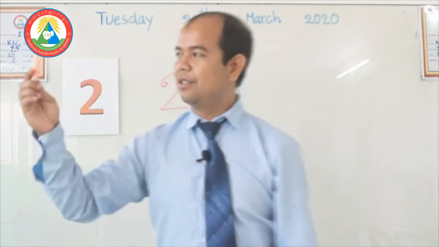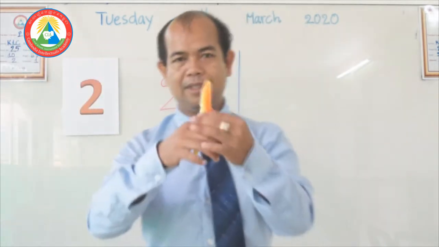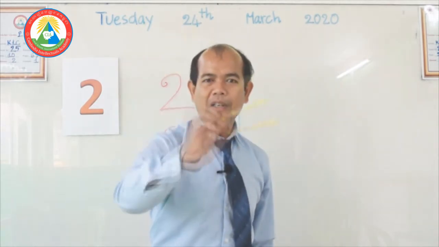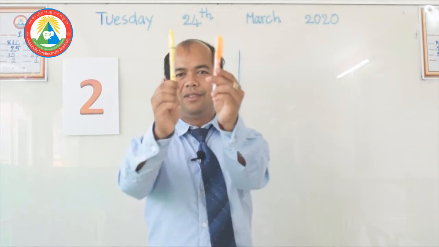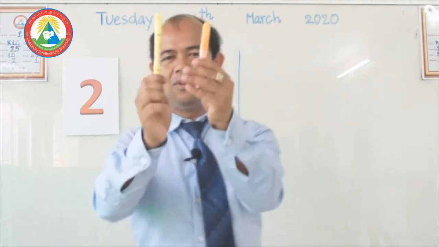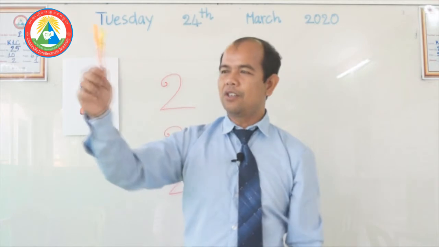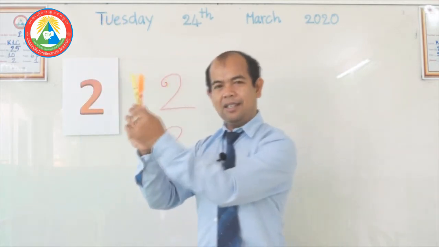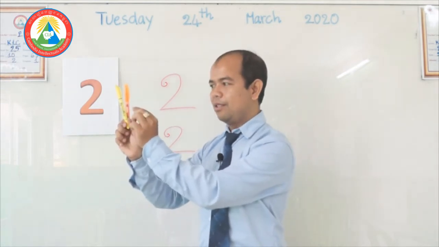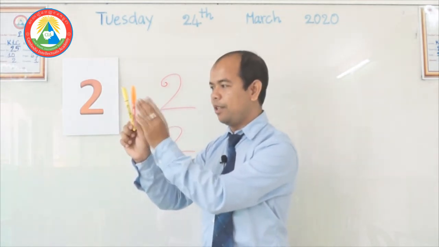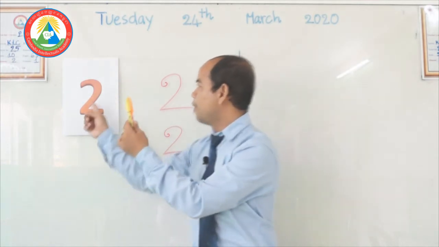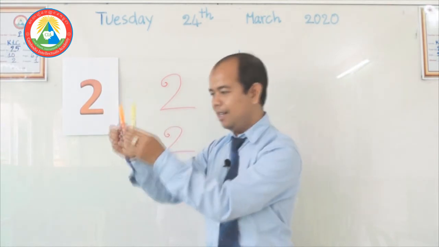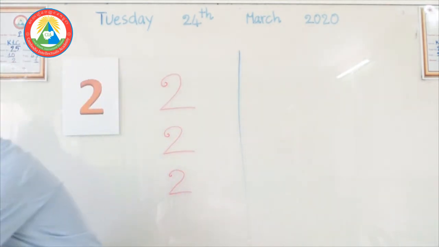So how many highlighters do I have? Can you count? I show you. 1, count together. 1, 2. So I have got 2 highlighters. Can you see? So it is a quantity of 2 highlighters to represent number 2. 1, 2. Understand? Can you see? And then I have got another item.